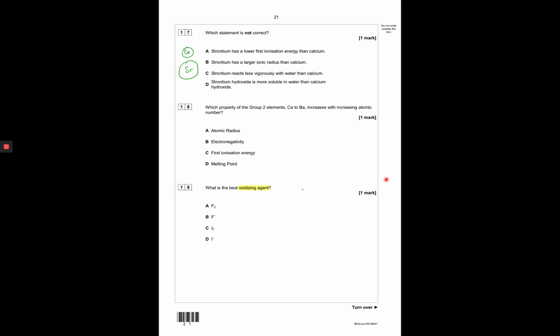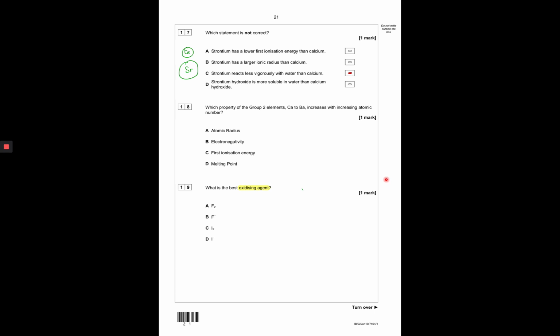Strontium has a larger ionic radius than calcium. Clearly that's correct. Strontium reacts less vigorously with water than calcium. Well, we know the reactivity increases down the group. In a sense, there's a correlation between the first ionization energy and the reactivity. The lower the first ionization energy, the more reactive something is, if you're comparing it in a group anyway. That's a useful correlation. And strontium hydroxide is more soluble in water than calcium hydroxide.